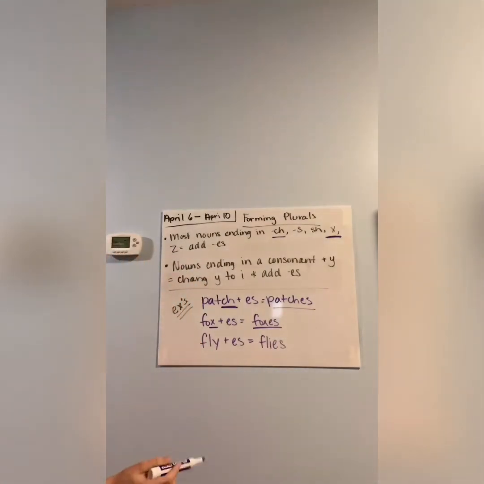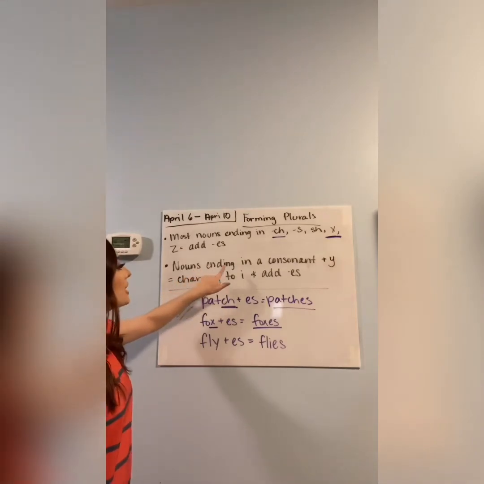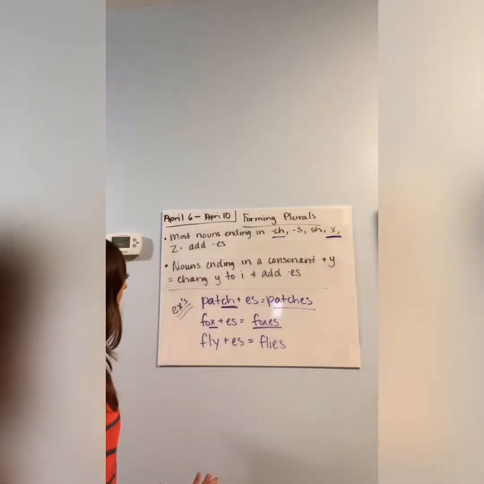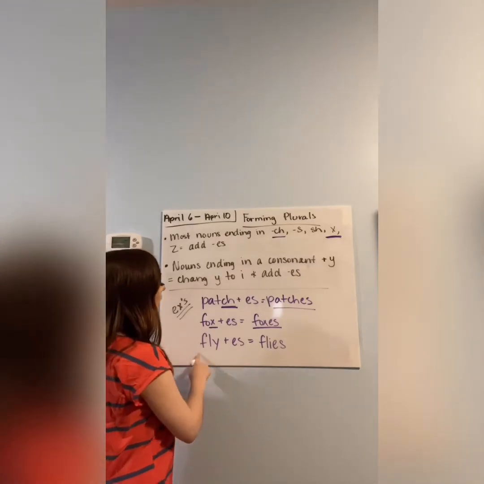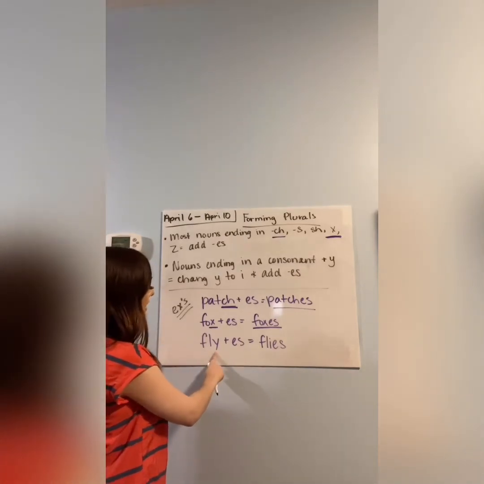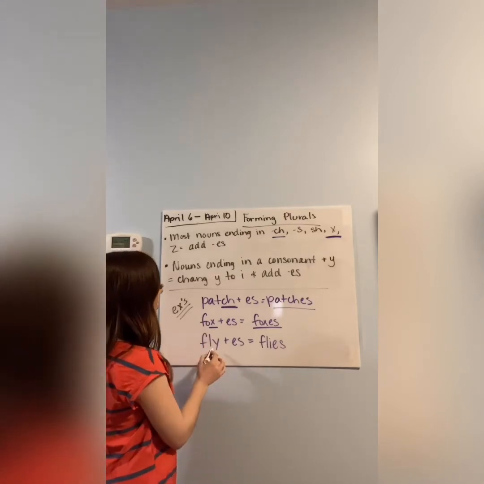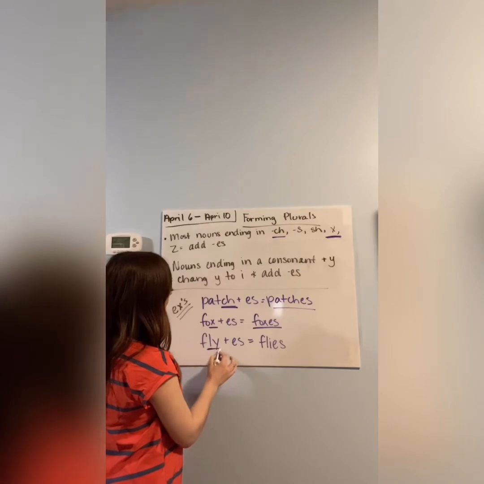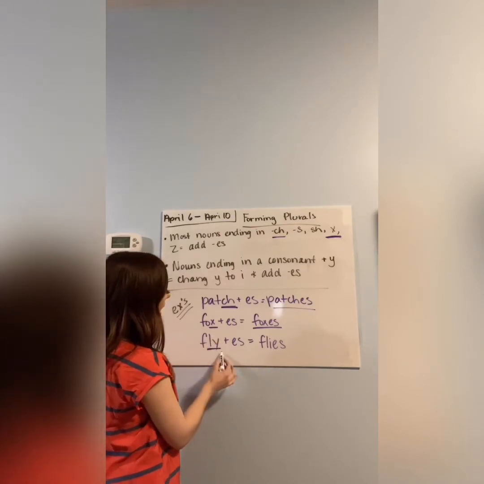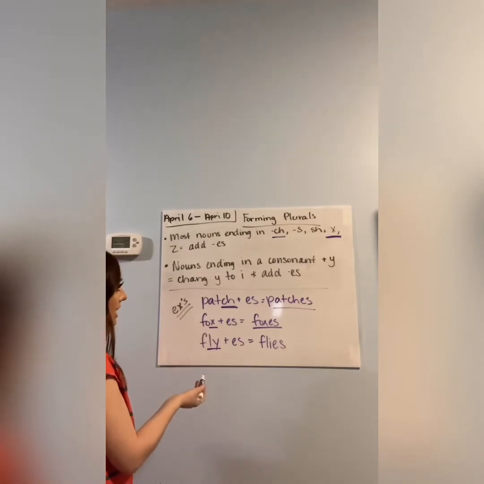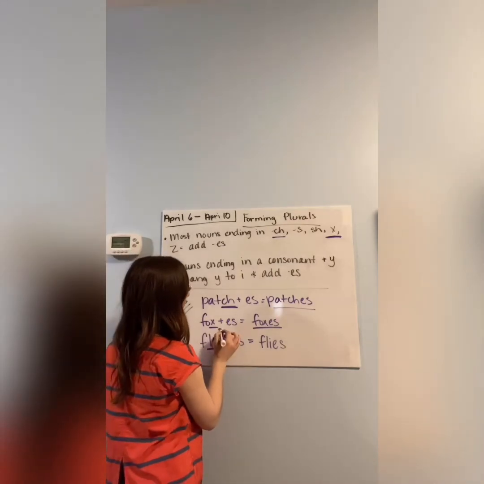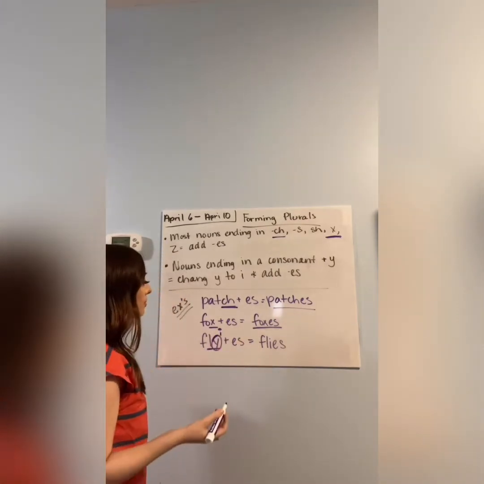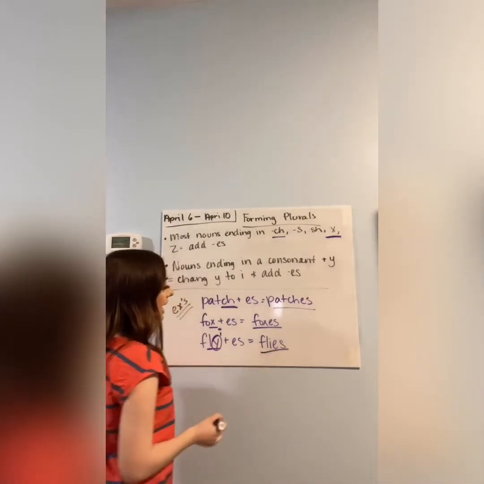Okay, another rule is whenever you have a noun ending in a consonant plus a Y, then you would change that Y to an I and add an ES. So let's look down at our last example. The word is fly. In this case, our word ends with a consonant plus a Y, because L is a consonant and then we have a Y after that. So since that is the case in this noun, we're going to have to change this Y to an I and add our ES. So the word becomes flies.